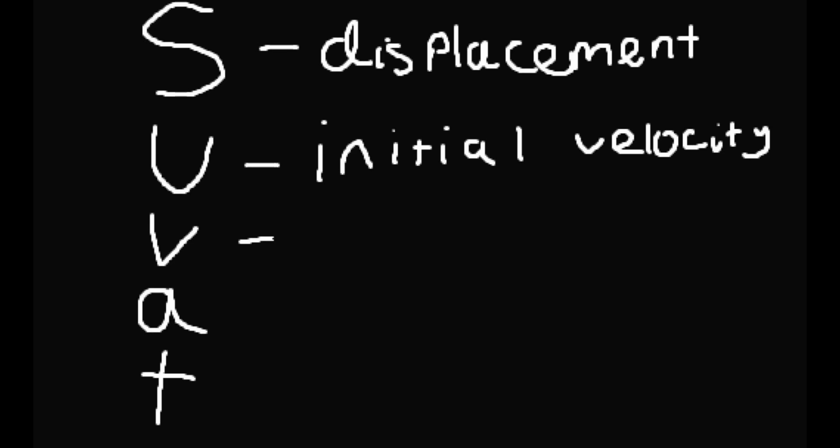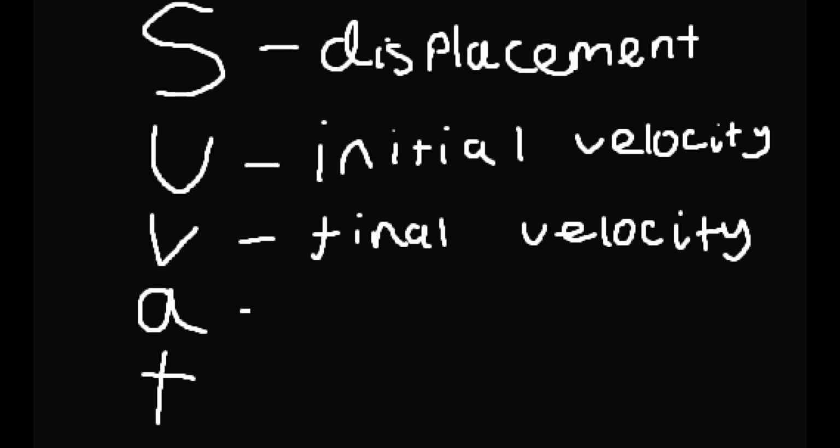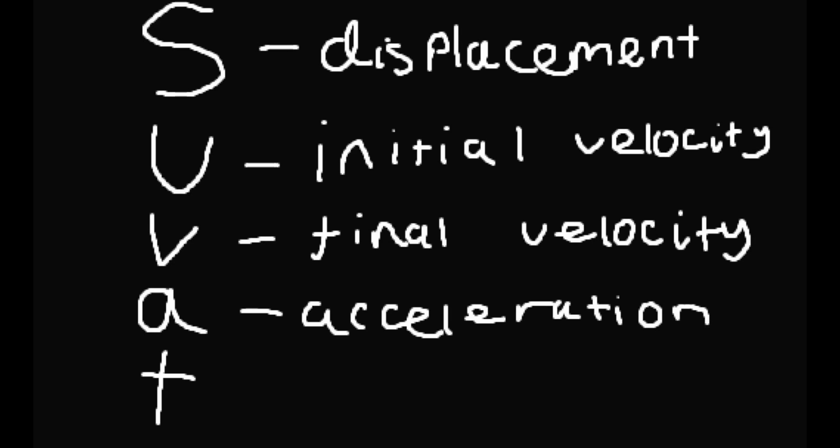V is equal to final velocity. A is equal to acceleration. And then finally, T is equal to time. If you're having trouble remembering these two, just remember that V comes after U in the alphabet, so it makes logical sense for U to be initial velocity and V to be final velocity. Now that we know these units, we can move on to using them in equations and possibly deriving them.